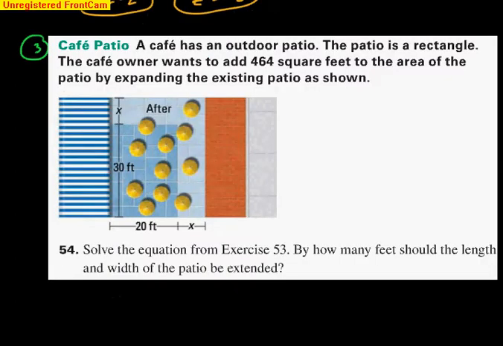Okay, here's our next problem. It says a cafe has an outdoor patio. The patio is a rectangle. Okay, and the original patio was 20 by 30 feet. He wants to add 464 square feet to the area of the patio by expanding the existing patio as shown. So notice he extends it to the top and extends it to the right. So the question is, how many feet should the length and width of the patio be extended? So basically the question is, find x.